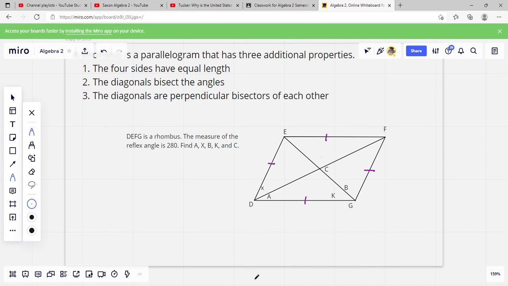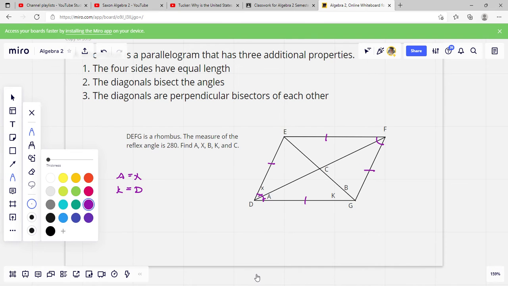The diagonals bisect the angles. That means that this line right here cuts this angle directly in half. So that is equal to that. A and X are going to be equal to each other. K and B are going to be equal to each other, right? That's the same as that one over there. For K and B, I'll make those green.